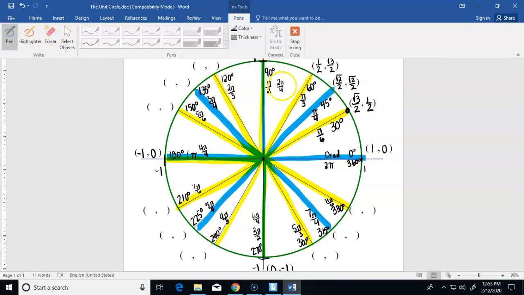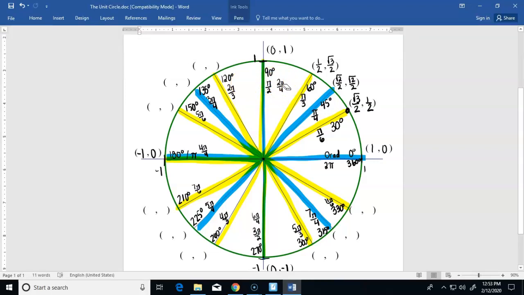I'm going to erase some of this because 2 pi over 4 reduces to pi over 2, so I don't really need that. 4 pi over 4 erases the pi, I don't need that. And 6 pi over 4 reduces to 3 pi over 2, so I don't need that. Okay, questions so far? We are almost there.